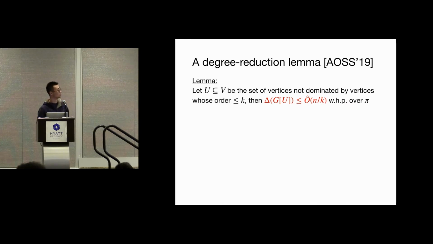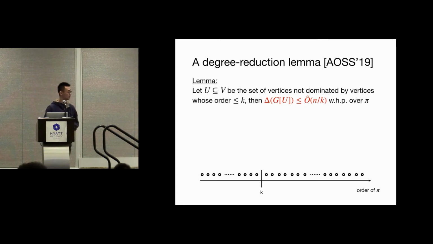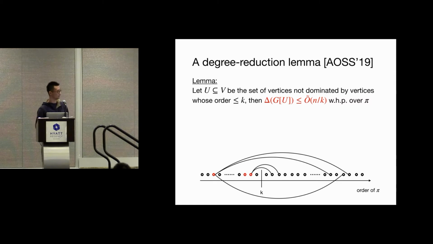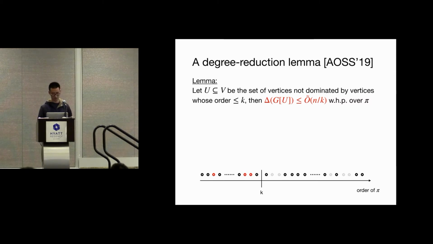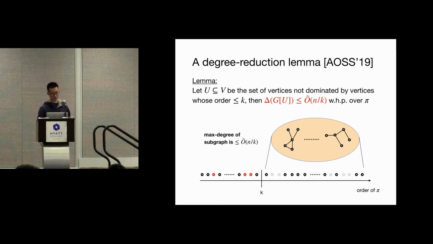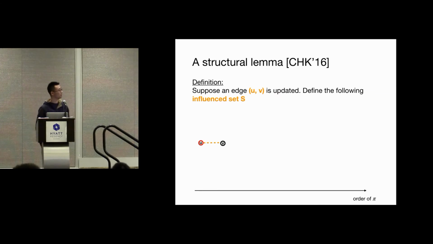Our algorithm uses two building blocks from previous works. The first is what we call a degree reduction lemma. Let U be the set of vertices not dominated by MIS vertices whose rank is less than or equal to k, where k is an integer. Then this lemma says the induced subgraph on this set of vertices U has maximum degree at most n over k. Pictorially speaking, suppose we divide the set of all vertices into two groups using this threshold k, and consider all MIS nodes on the left-hand side, which might be dominating vertices on the left-hand side. After removing these vertices, we can collect an induced subgraph on the remaining ones with maximum degree at most n over k. And the second is a structural lemma by Kern-Hill in 2016.